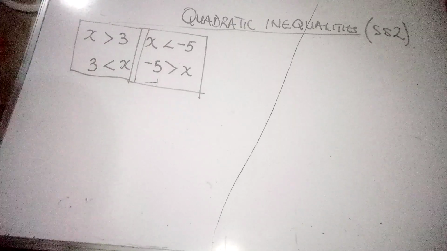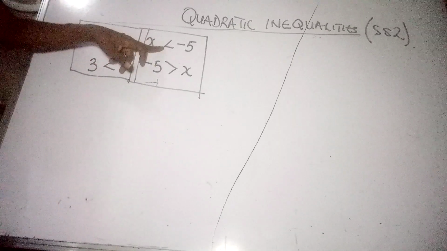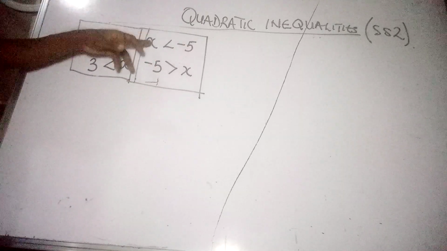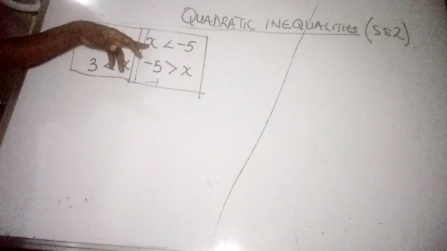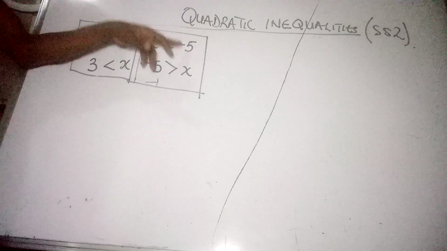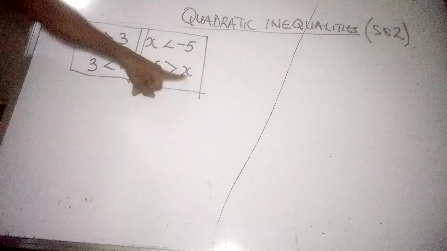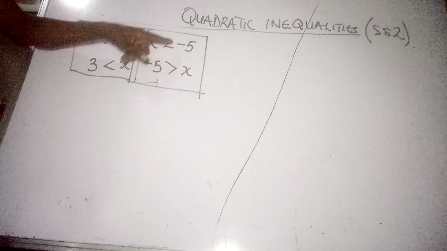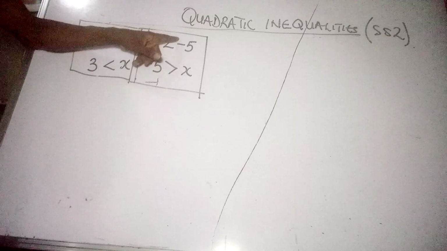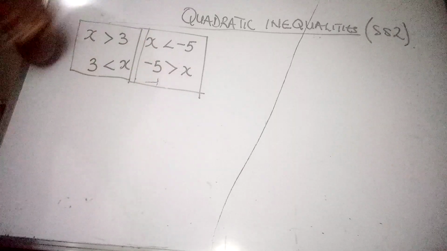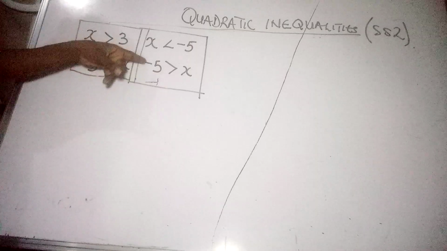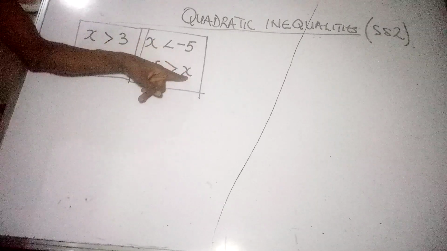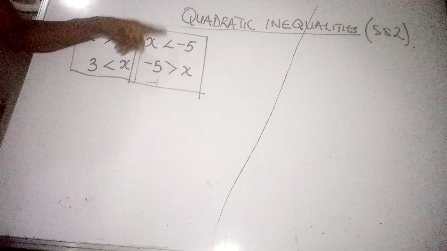And let's have a look at this one. x is now at the pointed end, while minus 5, which is a number, is at the open end. So starting my pronunciation from the letter end, I will say x is less than minus 5, because x is still at the pointed end. That means these and these are the same. So depending on where you are starting your pronunciation, if I want to start from the number end, I will say minus 5 greater than x.